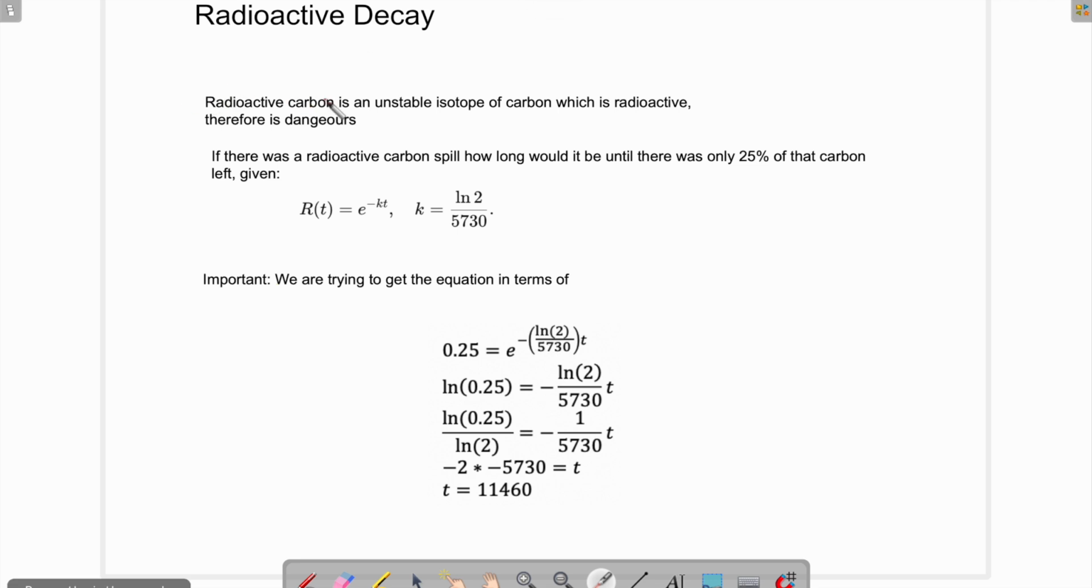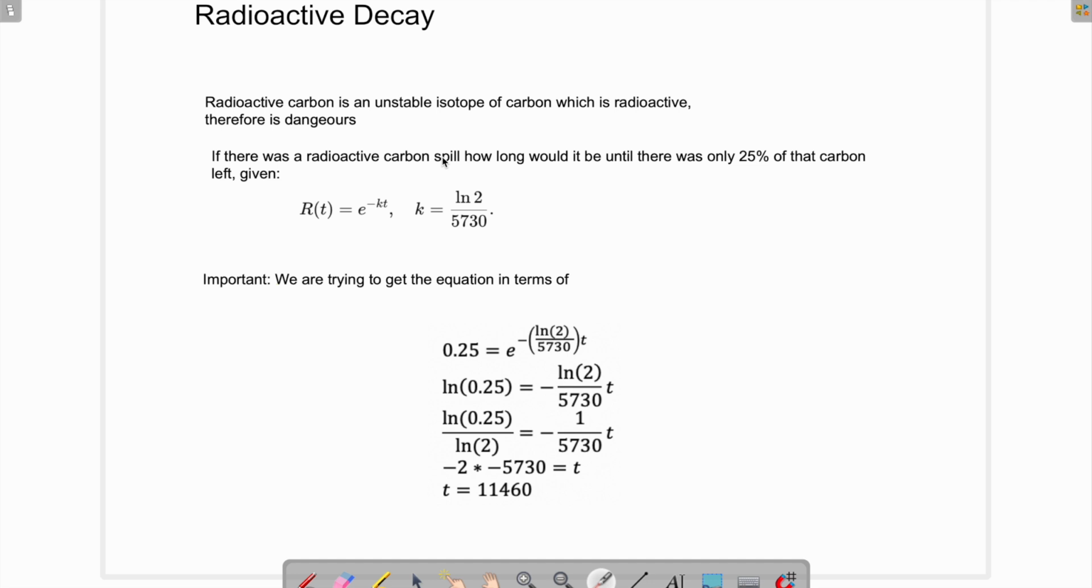So, what is radioactive carbon? This is just a bit of a science lesson, a bit of a plus. It's an unstable isotope of carbon, which pretty much means it's radioactive and therefore is dangerous. It can cause cancer and things like that. So, if there's a radioactive spill in an area, let's say at a power plant, you obviously want to evacuate that area in order to not expose anyone to it.